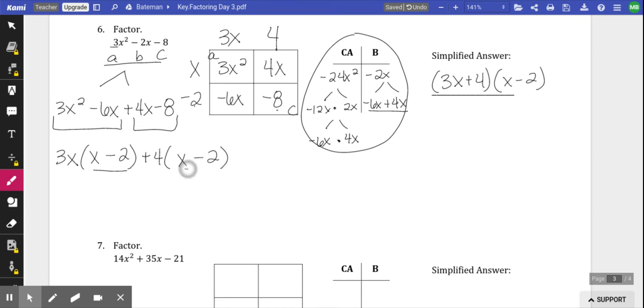You'll notice that my parentheses were the same, so that ultimately my two factors are 3x plus 4 and x minus 2, because both my 3x and 4 are being multiplied by the set of x minus 2.